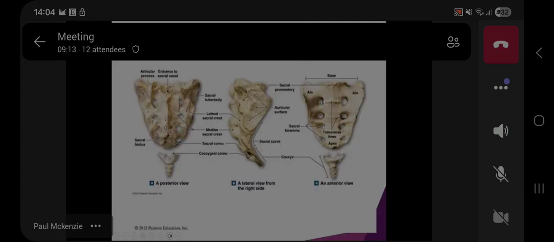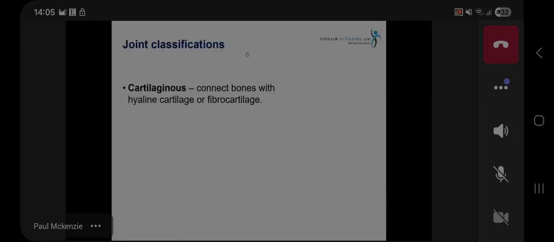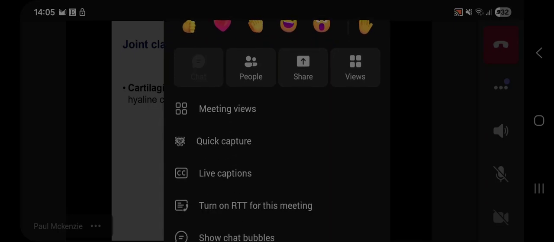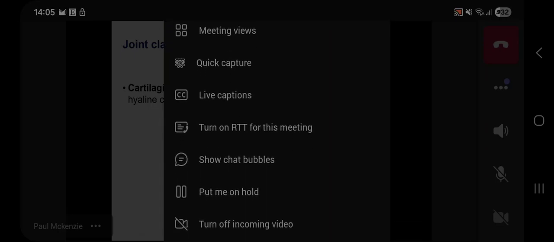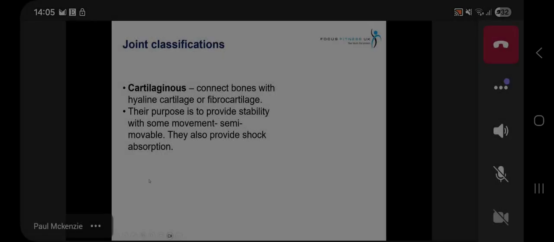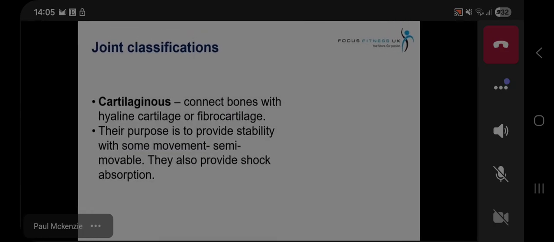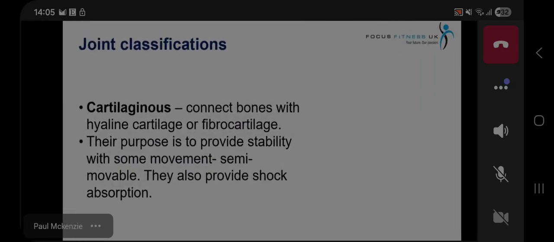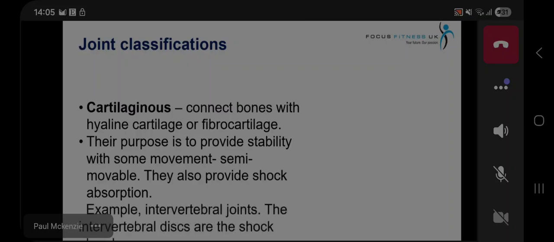Immovable joints. Okay. Your fibrous immovable joints. So that's your fibrous. Then we've got the cartilaginous. They connect bone with hyaline cartilage or fibrocartilage. Their purpose is to provide stability and some movement. So they're semi-movable. The first ones were totally immovable, the fibrous. The cartilaginous allows a degree of movement. And they also provide shock absorption.